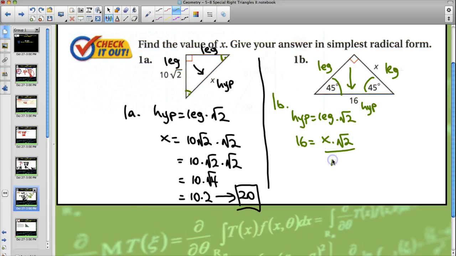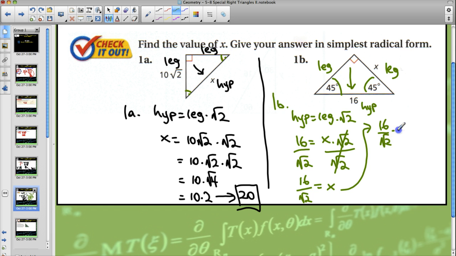Continuing, I could say divide both sides by the square root of 2. The square root of 2 cancels out, leaving me with x is equal to 16 over radical 2. In the previous example, we said it's not acceptable to leave a square root sign in the denominator, so I need to take this and convert it. Rewrite it such that the square root of 2 is not there.